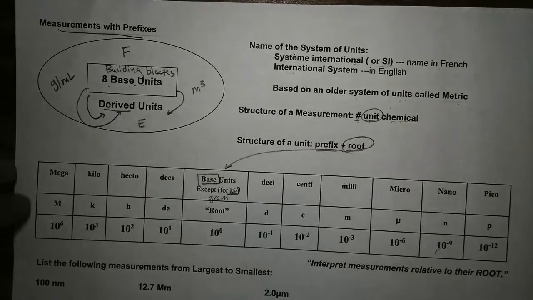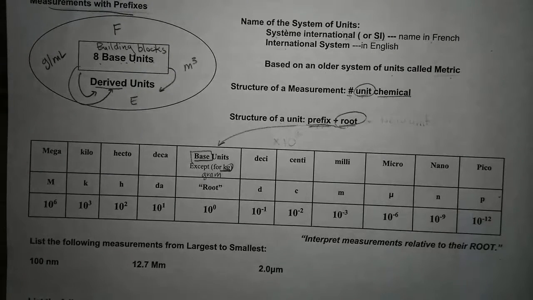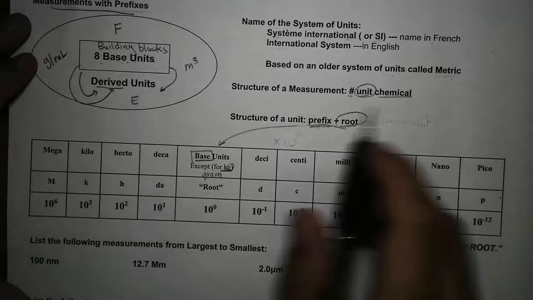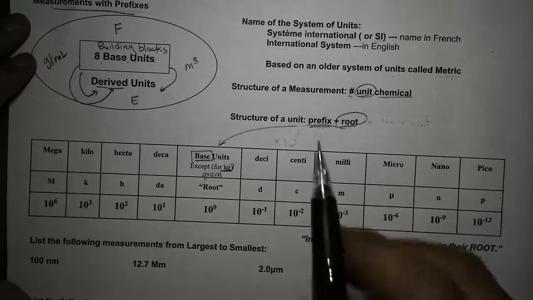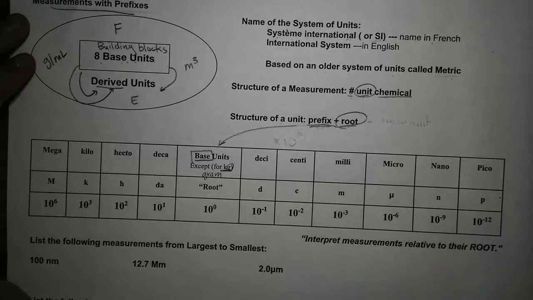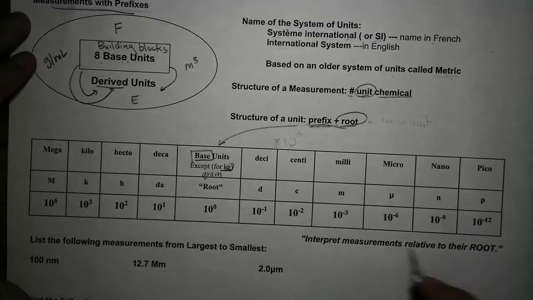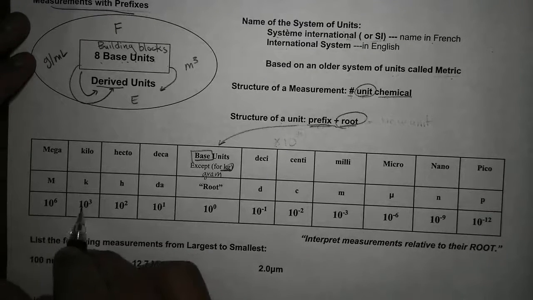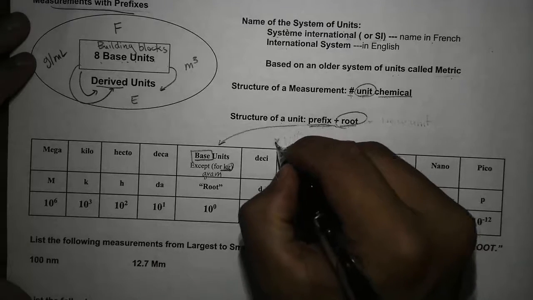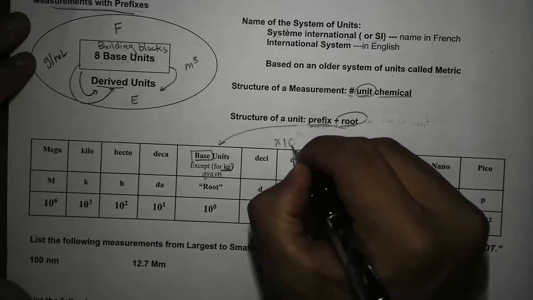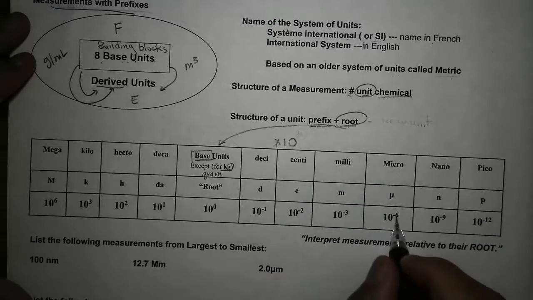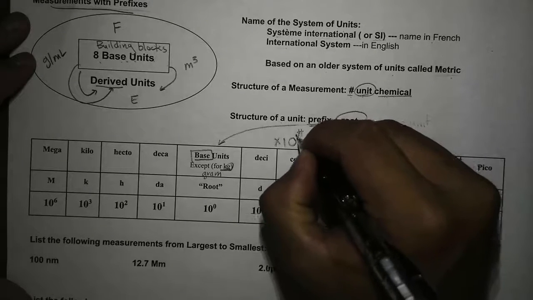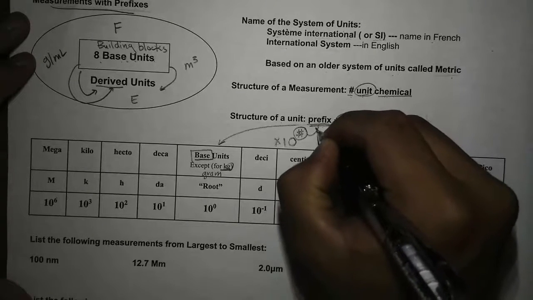Now let's go back and talk about our prefixes. First of all, if we look at this table, we have many prefixes. What we realize is that each prefix represents a specific number, and all the numbers have something in common: they all have a base of 10. So each prefix represents a number with a base of 10, but the exponents are different. The exponent is defined by the prefix name.